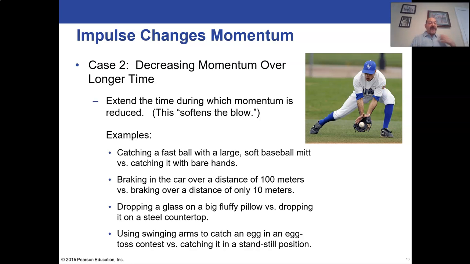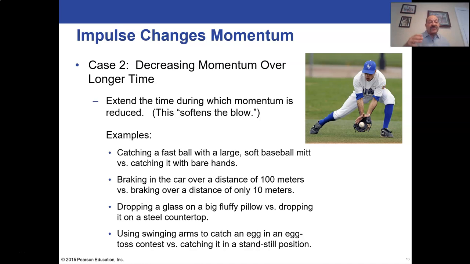The force on your body when you're hitting a brick wall, which only takes less than a second of collision time, is going to be a lot worse than if you hit something much softer, like these protective barrels on the highway. Dropping a glass on a fluffy pillow versus dropping it on a steel countertop.